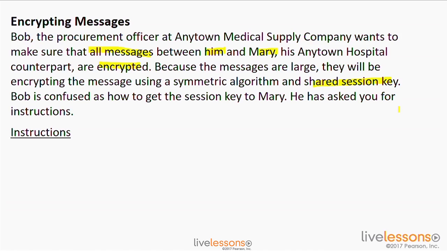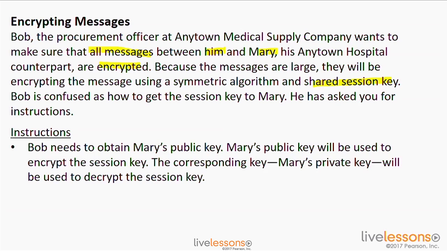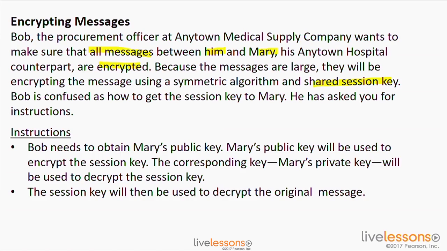But assuming that they're not in the same place, she's at Anytime Hospital, he's at Anytime Medical Supply, he needs a good way to get that key to Mary. So let's see what he's going to do. Well, Bob needs to obtain Mary's public key. Mary's public key will be used to encrypt the session key, and the corresponding key, Mary's private key, will be used to decrypt the session key. And then the session key will be used to decrypt the original message. So Bob is going to use our hybrid methodology.